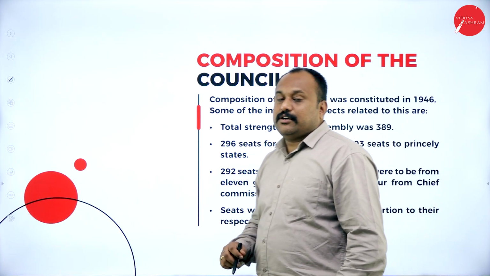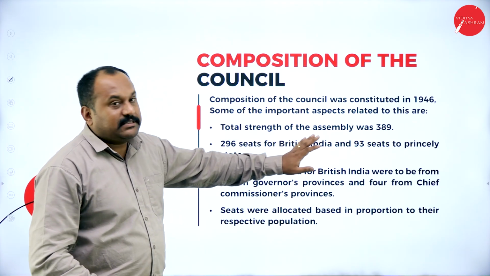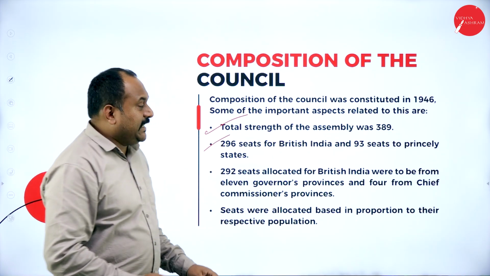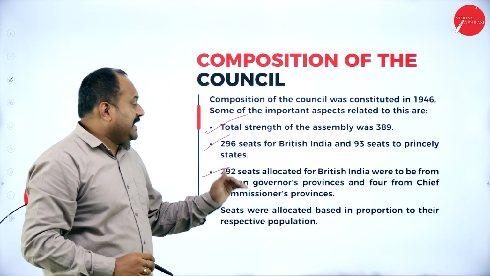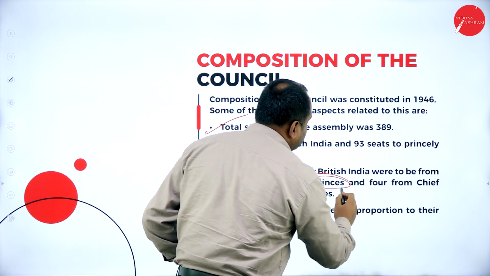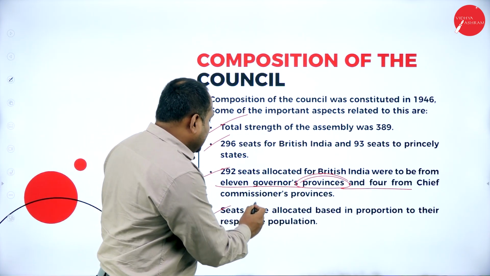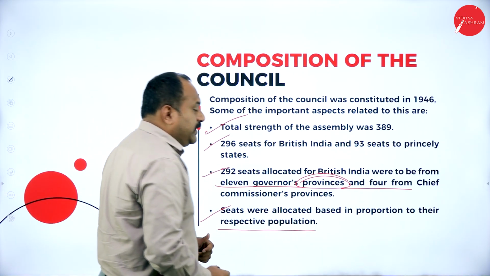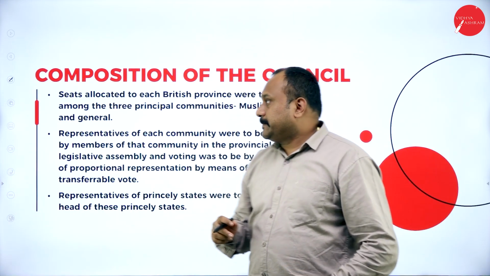Next is the composition. Now here, when we come to the composition of the council, please understand, the total strength of the assembly was 389. 296 seats for British India and 93 seats for princely states. 292 seats allocated for British India were from the 11 governor provinces and 4 from chief commissioner provinces. Now seats were allocated based on proportion of their representative population. They started to count the population and then they started to decide how many seats to be given.